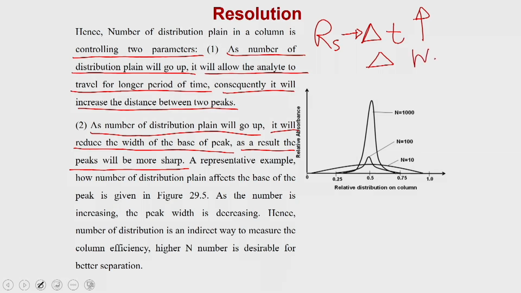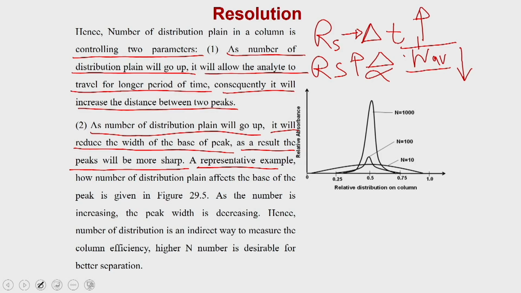W of a peak, which means it is going to make the peak width lower, which means eventually it is going to lower down the W average between the two peaks, which means it is going to increase the resolution, because if you reduce this, you are going to increase this, because the resolution is inversely proportional to 1 by W average. Now, you can see how the number of distribution planes is affecting the peak width.